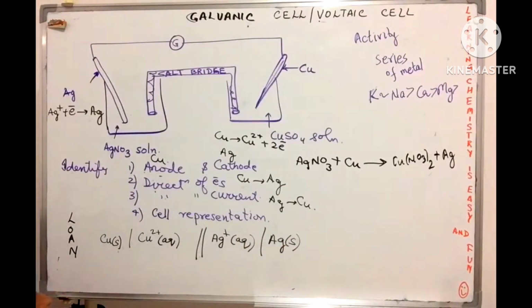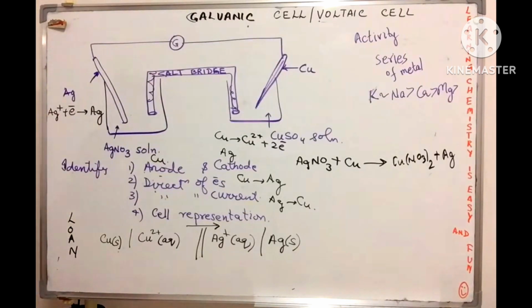And what else? There's one more thing that we have to show. Perfect. The direction of flow of electrons. So this becomes my copper silver galvanic cell. So this way we can have a number of combinations of galvanic cell or voltaic cell.